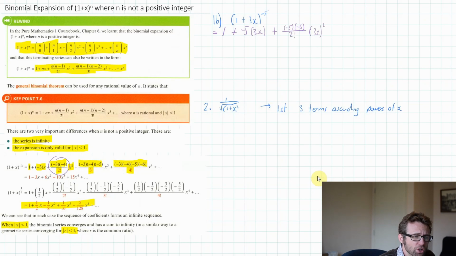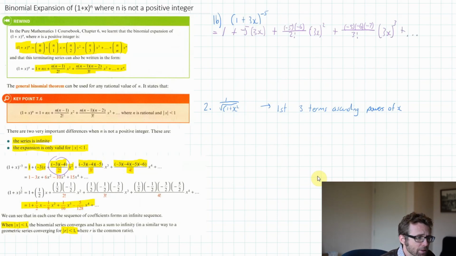My final term which I need is an x cubed term, and that is going to be minus 5 times minus 6 times minus 7 all over 3 factorial, and that will be multiplied by 3x cubed. And then it would go on infinitely.